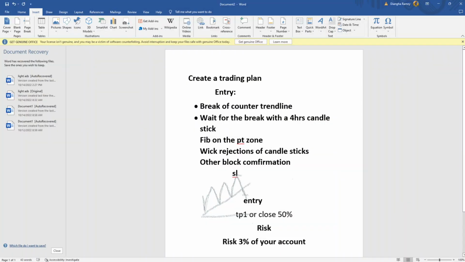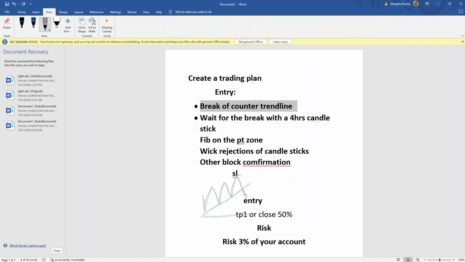Okay, and order block confirmation. Now, before I even get into this trade, I'm talking about my first entry target. I open my first position here. Price always tends to come and do this. Okay, price will always do this.